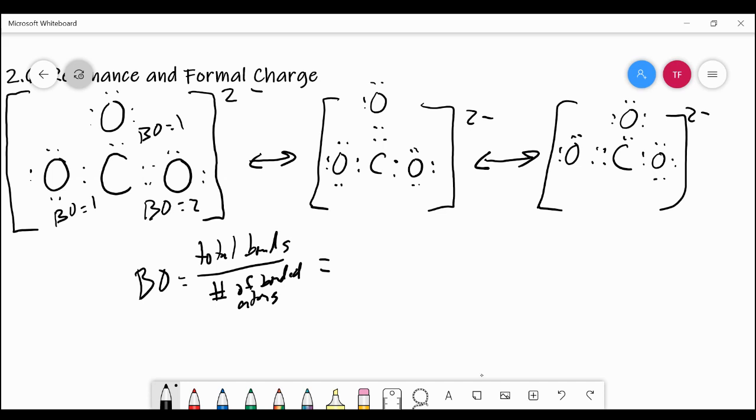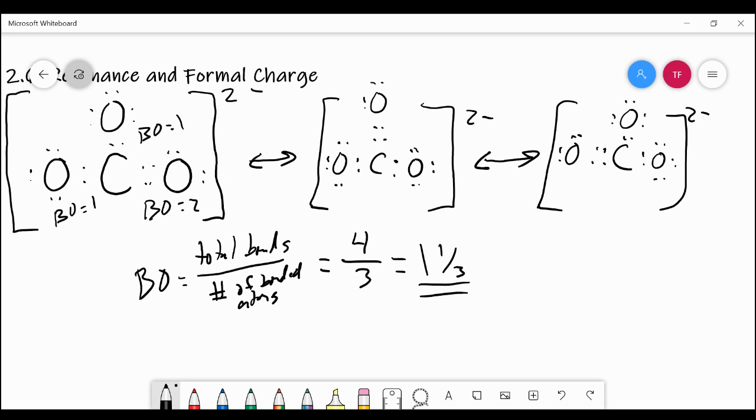So how many total bonds do we see here between the carbon and the 3 oxygens? Well, there's a double bond, a single bond, and a single bond. So that's 4 total bonds. How many atoms are sharing those bonds? Well, to the central atom, we have 1, 2, 3 atoms sharing those bonds. So 4 divided by 3 is 1 1/3, or 4/3. So the bond order for this carbon and 3 oxygen bonds is 1 1/3. Each one has a single bond, but they also share that other bond, the double bond, which is basically a third to each of the oxygens.